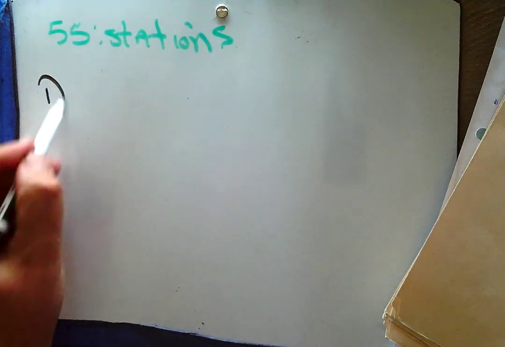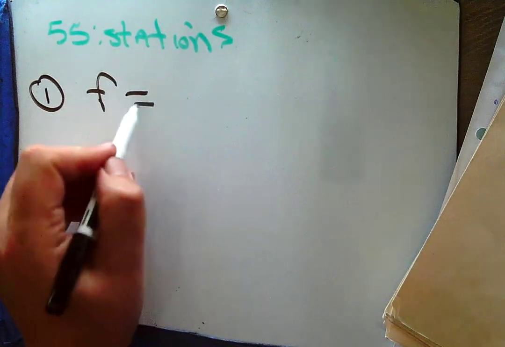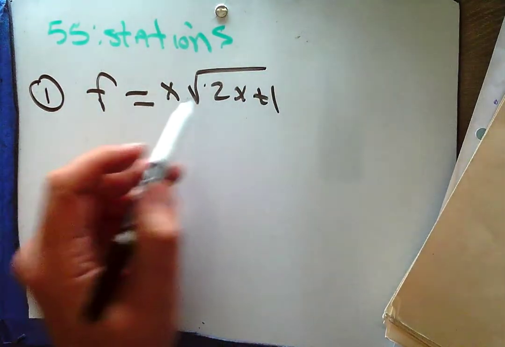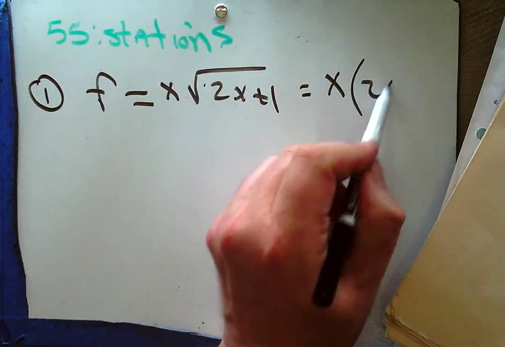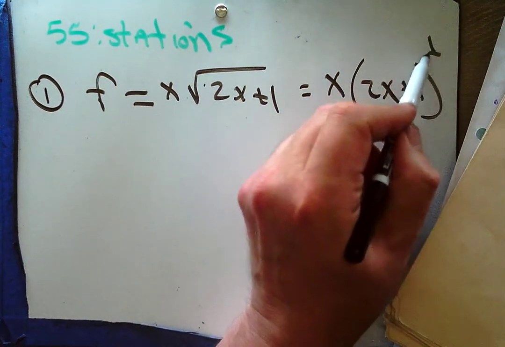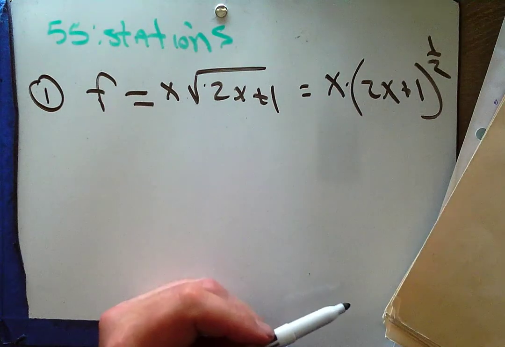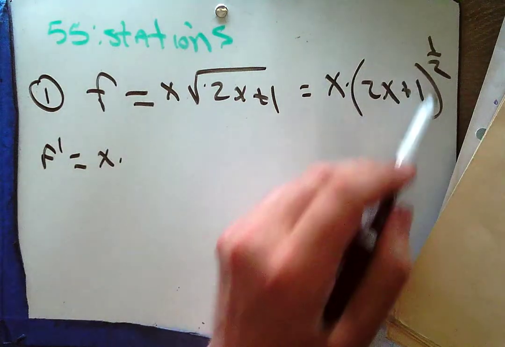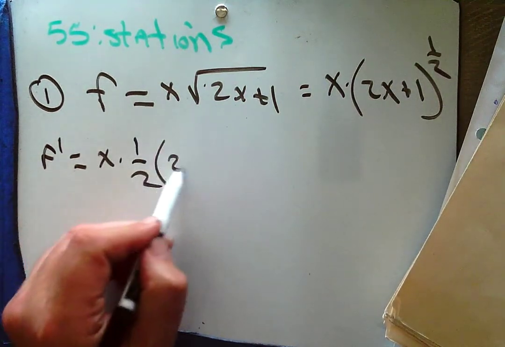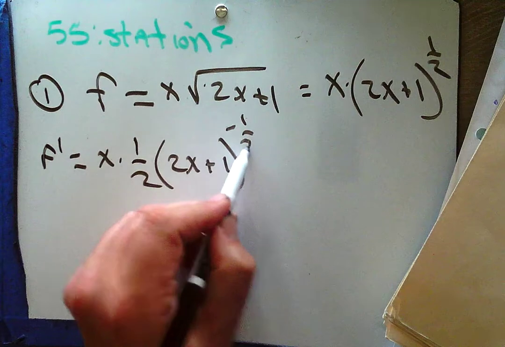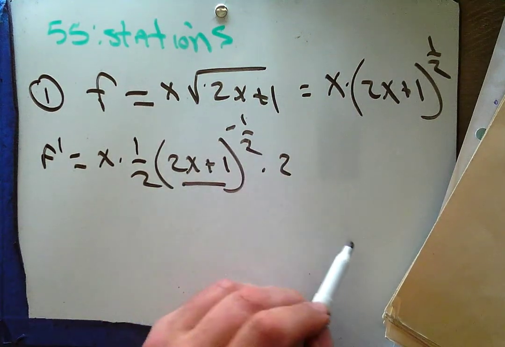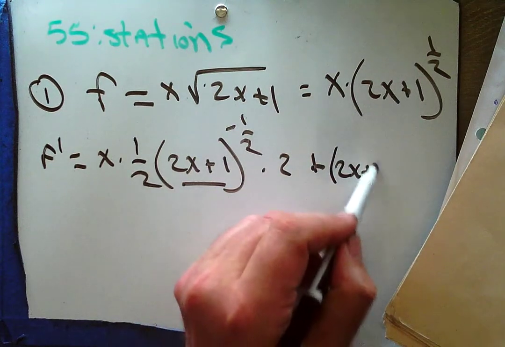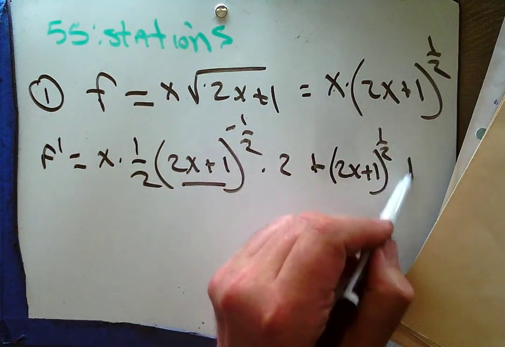Find the derivative of each function. 1: f equals x square root of 2x plus 1. Well, I think this is much easier to do if I use the rational exponents. And I have to see this as a product rule. So f prime is going to be this times the derivative of that inside function plus this times the derivative of that.